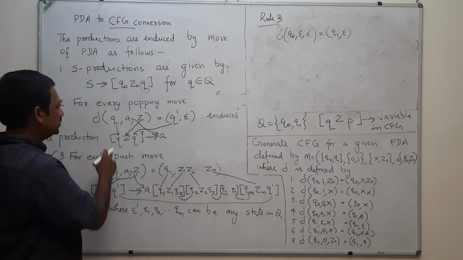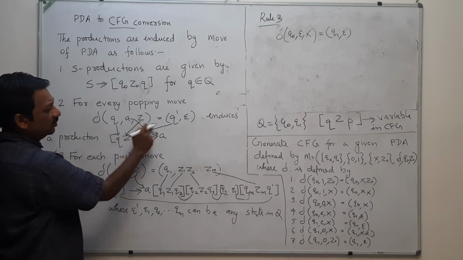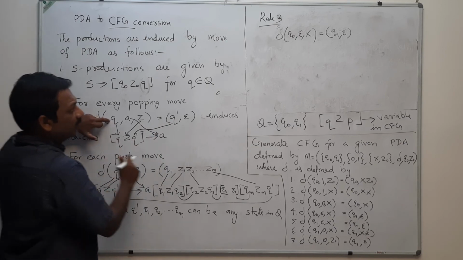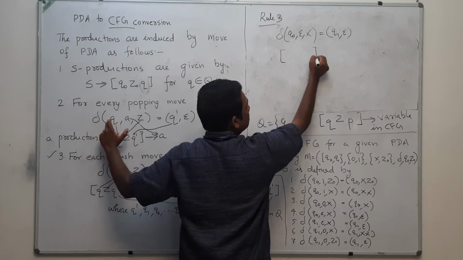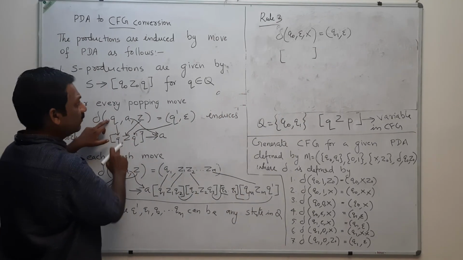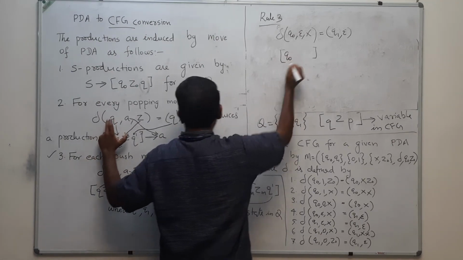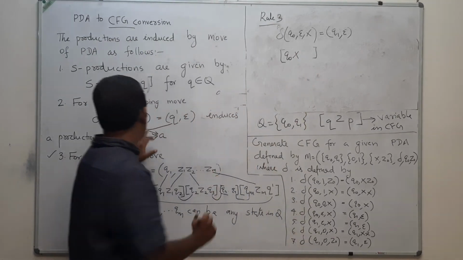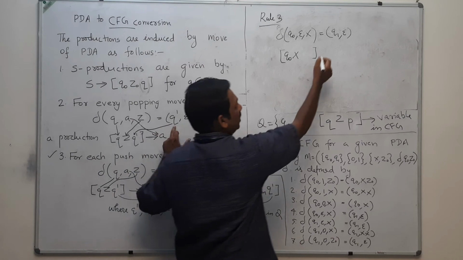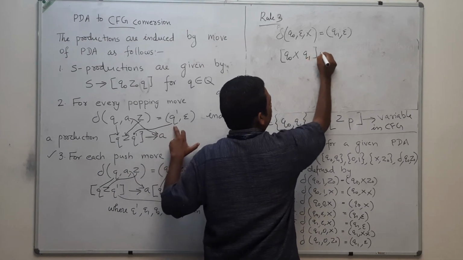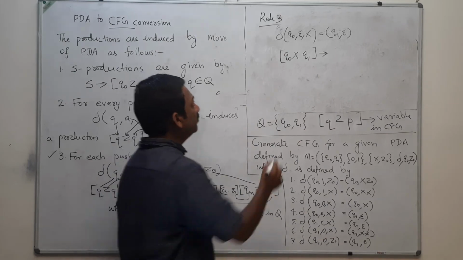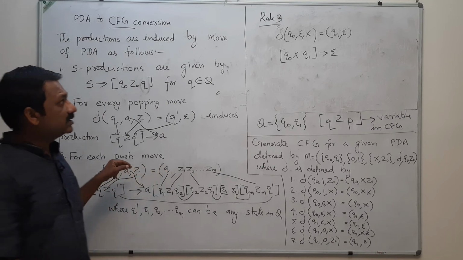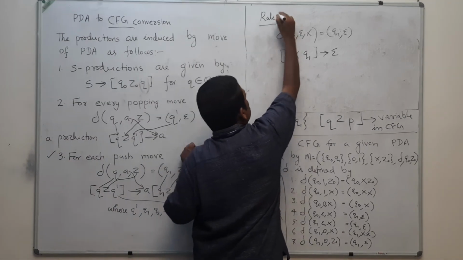If you have popping elements, this is delta of Q A z is equal to Q dash epsilon. In that case, Q is at Q dash. That means this Q has to be copied from here, that means here you have Q0. This Z has to be copied from here, Q0 x, and this Q dash has to be copied from the right hand side, that means this Q1. Q1 derives what? A. That means this is epsilon. That is, this is as per rule number 2.